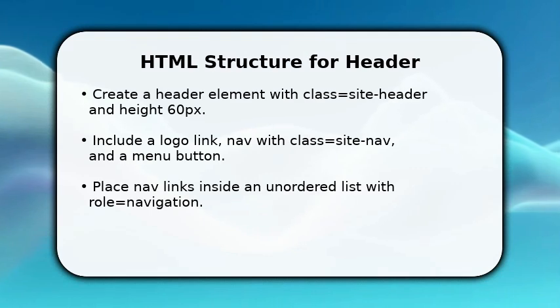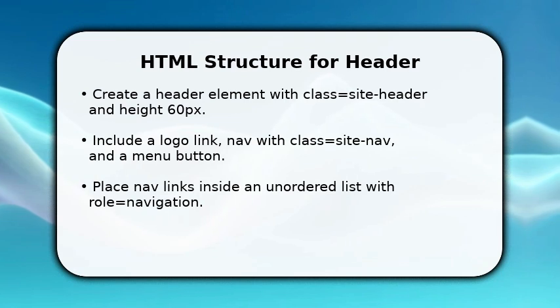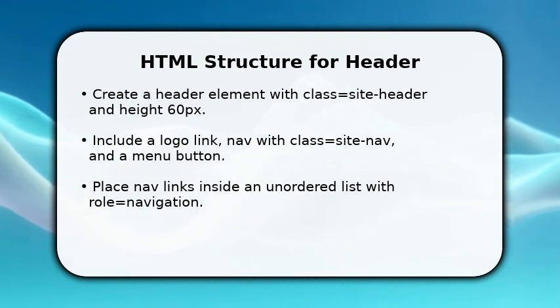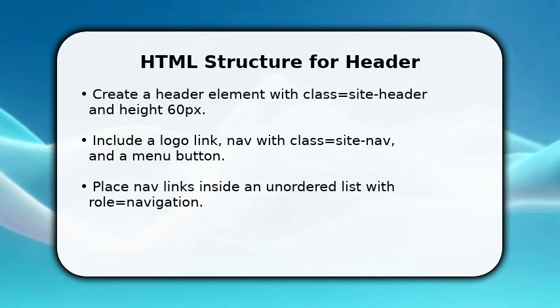Start by creating a semantic header element with class equals site header and height 60px. Add a logo link on the left and set alt text for accessibility. Insert a nav element with class equals site nav and role equals navigation for screen readers. Inside nav, create an unordered list of links and use clear link text.